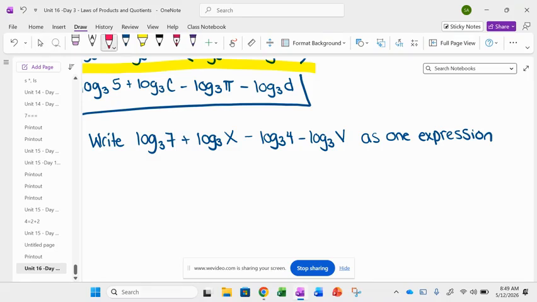So the first thing I notice is I'm going to group these two together. Why am I going to group those two together? Log base 3 of 7 plus log base 3 of x. Because log addition, Violet? Good. Log addition means I can simplify that into multiplication of the arguments. So now I'm going to basically pull out a log base 3, and then I'm going to have 7 times x, which is 7x. Are we all okay with that?